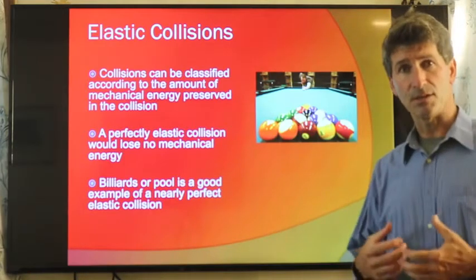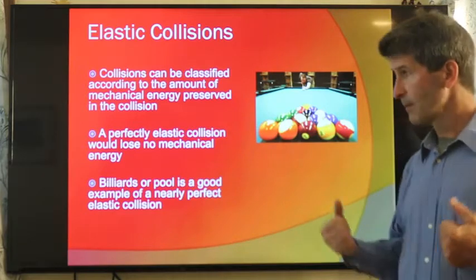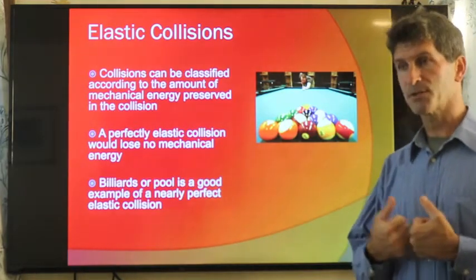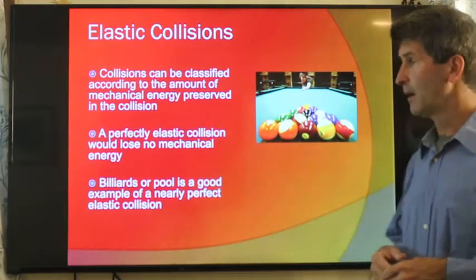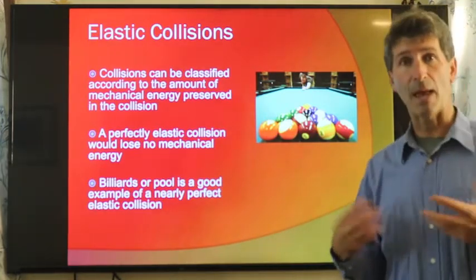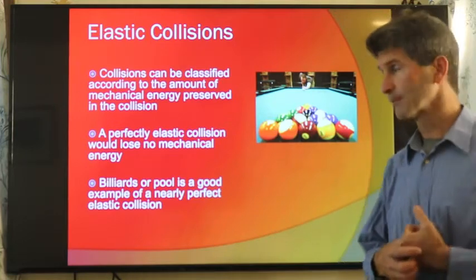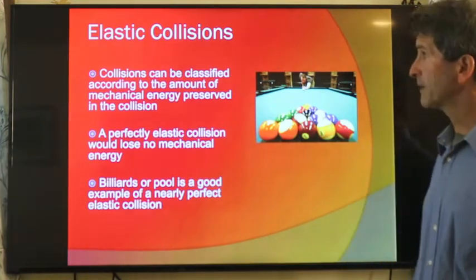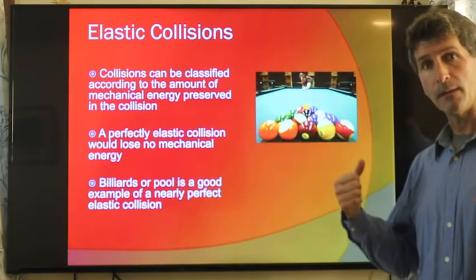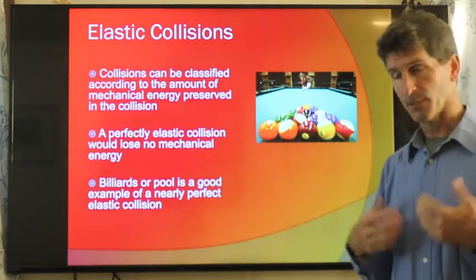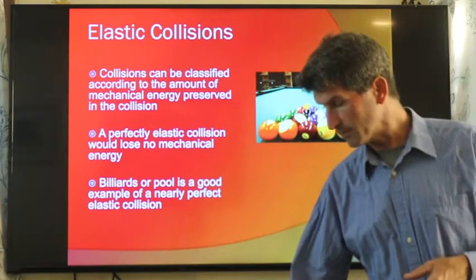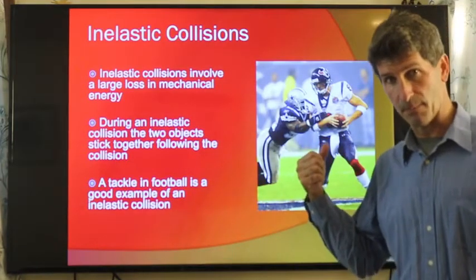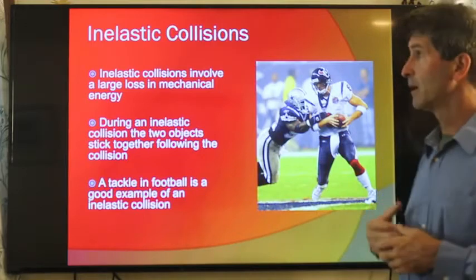An elastic collision is one where the two objects collide and then basically bounce off one another, with basically the same energy of motion that they came in. An inelastic collision is one where the objects come in and mechanical energy is lost and turned into another type of energy. So elastic we can think of as a bounce-like collision.